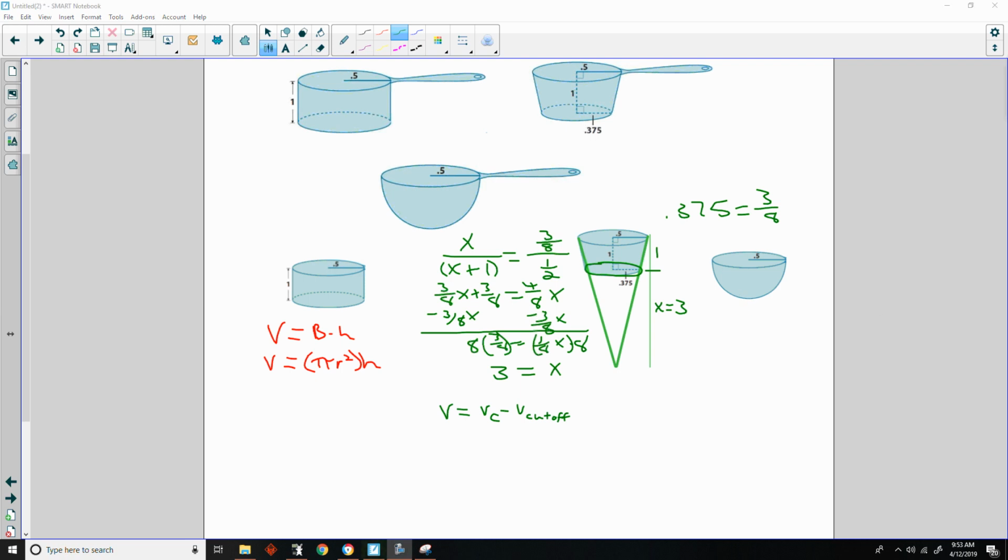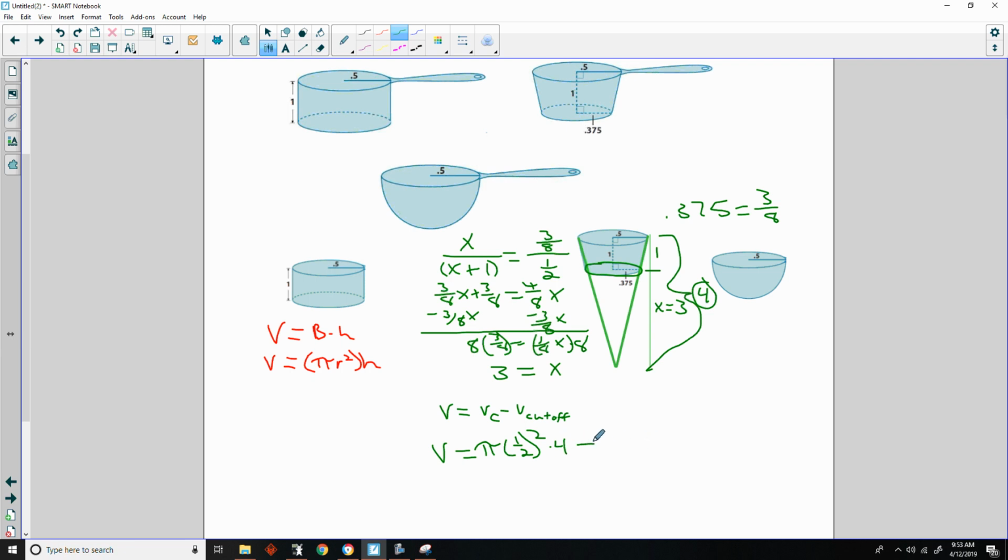So now I know the height of the whole cone. So the whole thing, all of this, is 3 plus 1, or 4. So the volume of the whole cone is pi r squared times height. So I needed to find this 4.